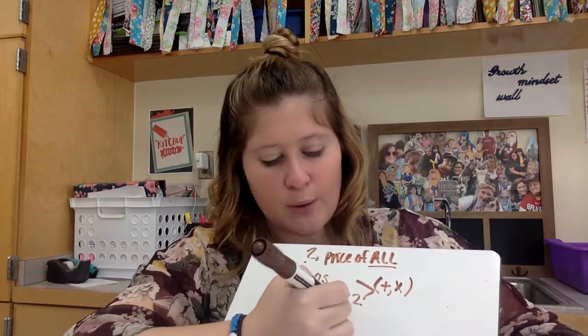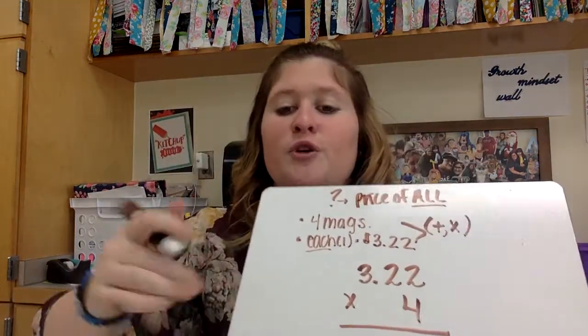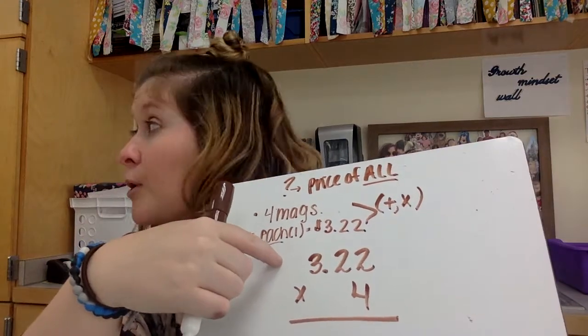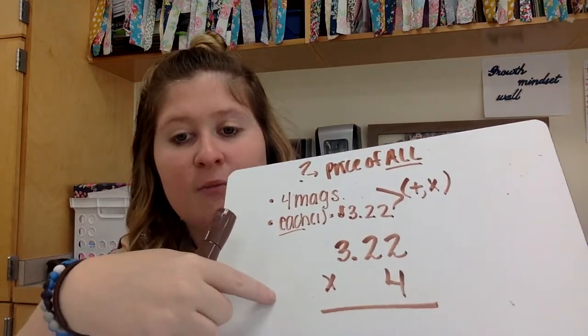When I do that, I'm going to put my bigger number, $3.22, at the top. So I have $3.22 times 4. So if you're choosing to flip your numbers around, that's okay, but at least I'm putting my bigger number on the top, so it's easier math for me to do.